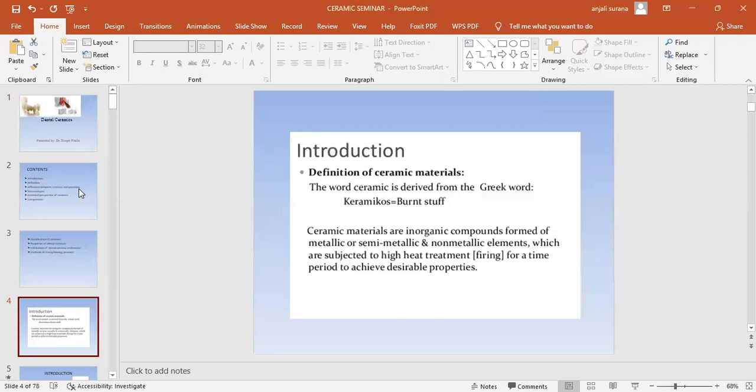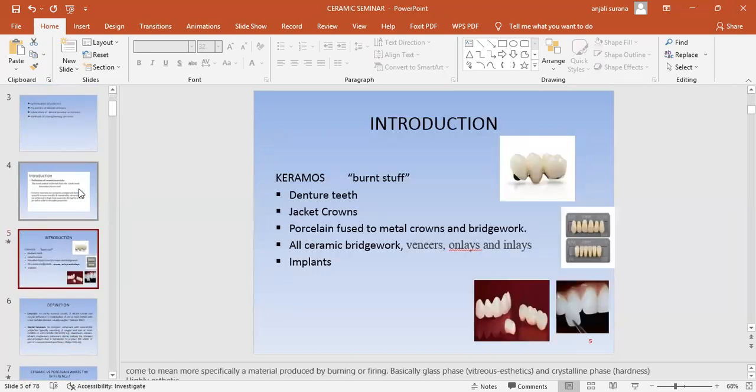So first, let us know what ceramic material is. They are inorganic compounds formed of metallic or semi-metallic and non-metallic elements, which are subjected to high heat treatment for a time period to achieve desirable properties. So, where can we use ceramic? For denture teeth, jacket crowns, porcelain fused to metal crowns and bridgework, all ceramic bridgeworks, veneers, onlays, inlays, and implants.